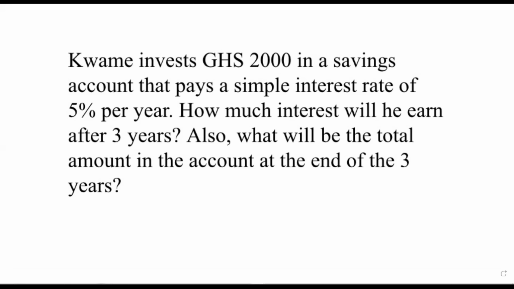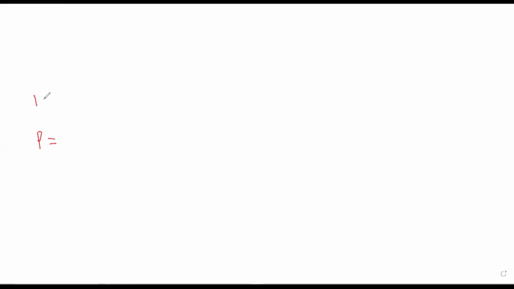So looking at this question, our principal, or the amount that we invested, that is our P. First of all, we quote our formula nicely. Since it is simple interest, we are going to use this formula, where we have our principal to be 2,000, then we have our rate to be 5%, then we have our time to be 3 years.